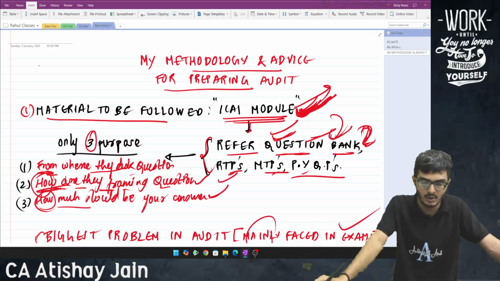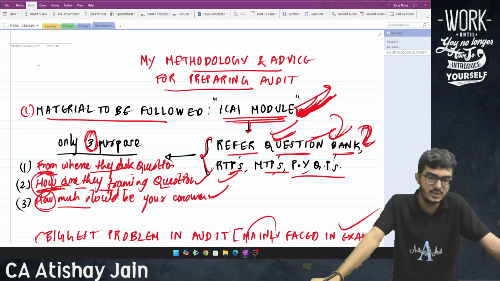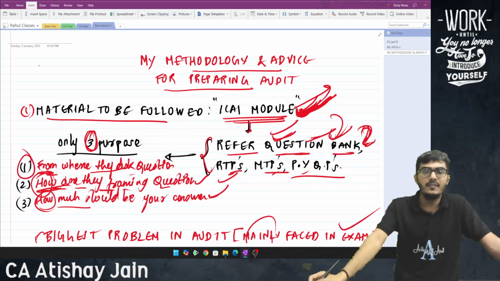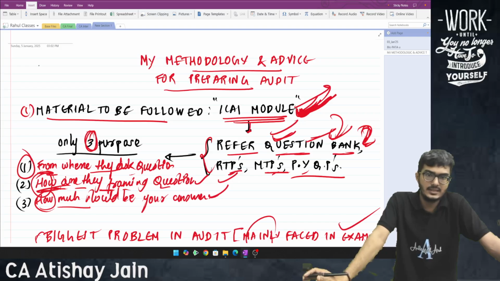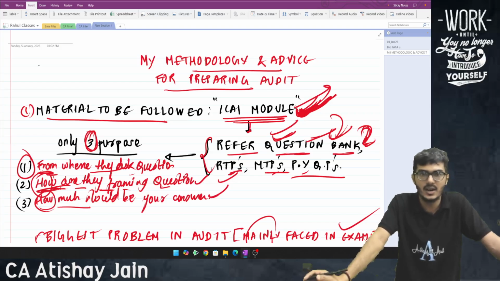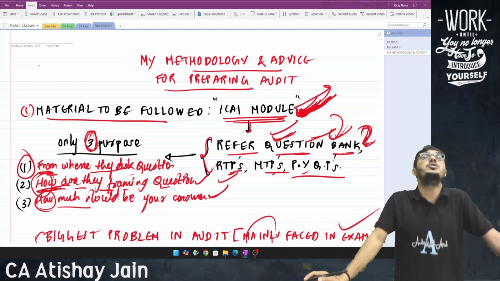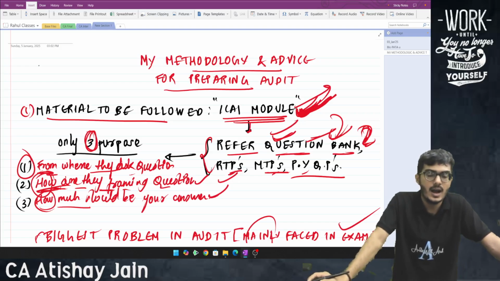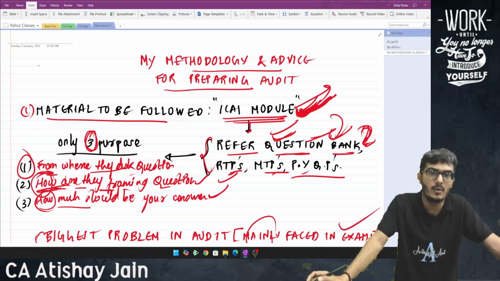Once you're done with the ICA module, there are 3 purposes behind referring to the question bank. How many purposes? 3 purposes. First, the basic one: from where they are asking questions, like from which topic they are testing questions. That is most important. The second most important purpose is how they are framing questions.